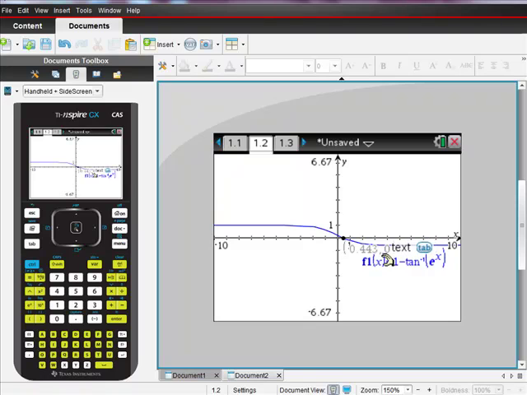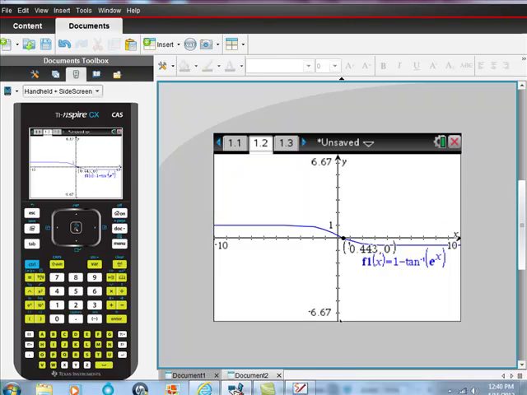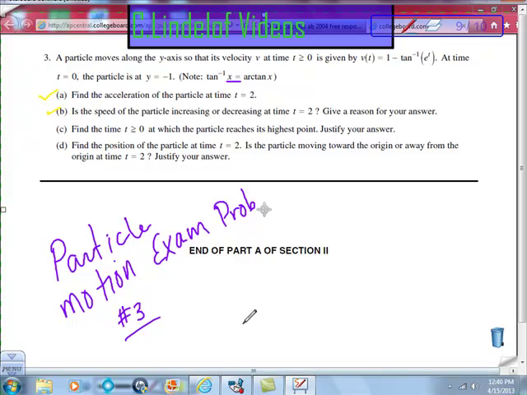Right? So the question is, reaches its highest point. Well, it reaches its highest point as its velocity is positive. Remember, none of this stuff over here matters. So this thing is moving from 0 to 0.443. The particle's moving up. After that, it's moving down. Right? So this is how I'm going to notate this on my paper.